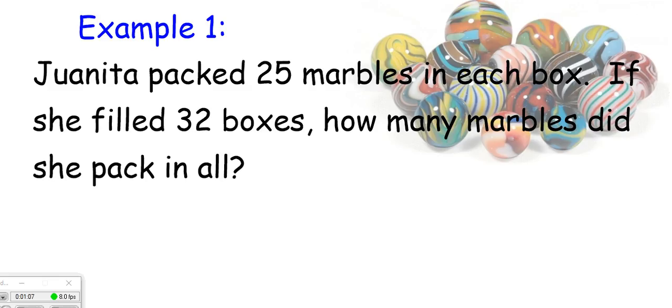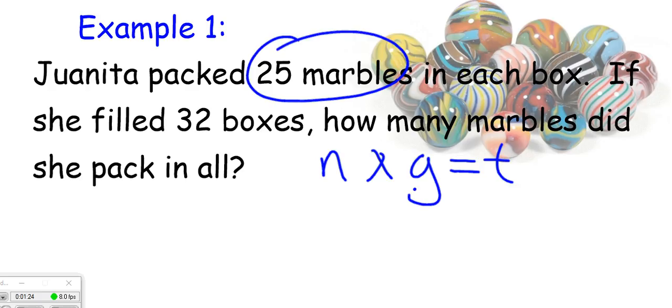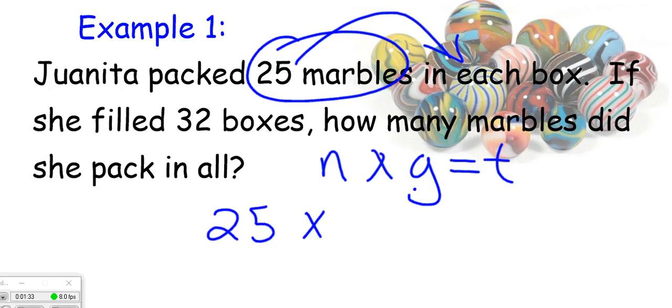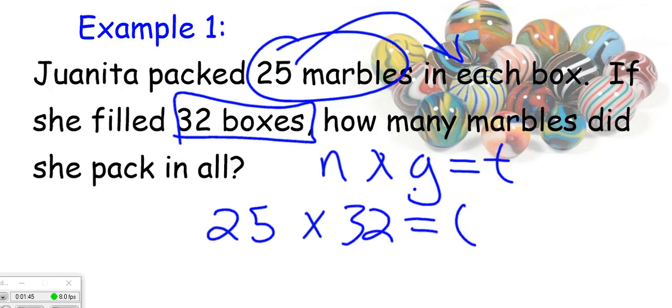So our example says Juanita packed 25 marbles in each box. If she filled 32 boxes, how many marbles did she pack in all? All right, so here's our pattern: n times g equals t. We start with 25 marbles in each box, so that tells us the number in one group. If she filled 32 boxes, that tells us the number of groups. It's boxes, not groups, but we get this idea of 32, and that should give us the total number of marbles.